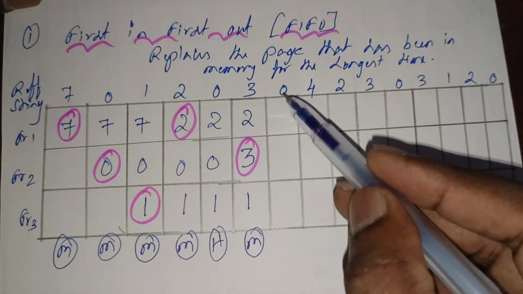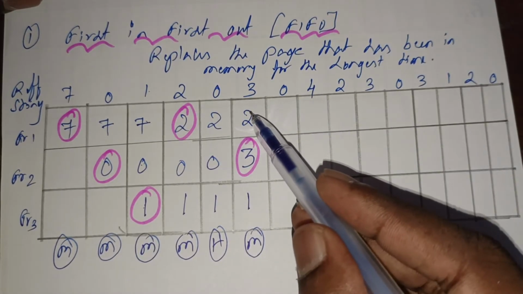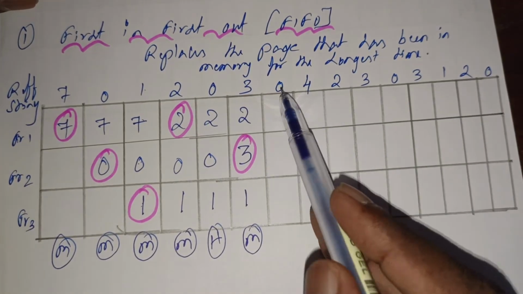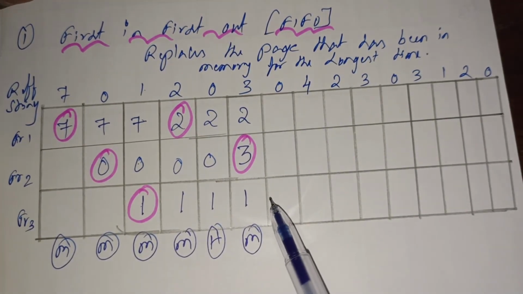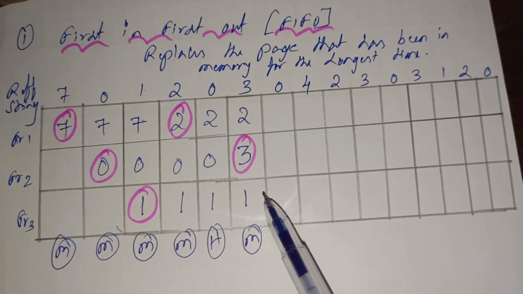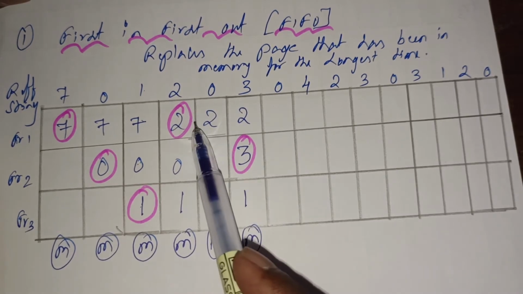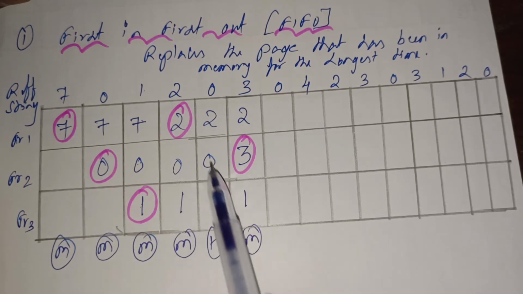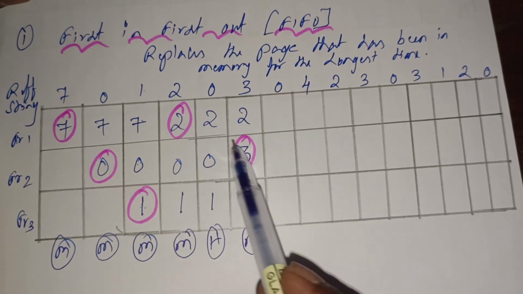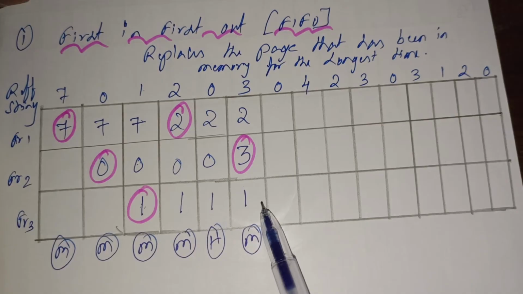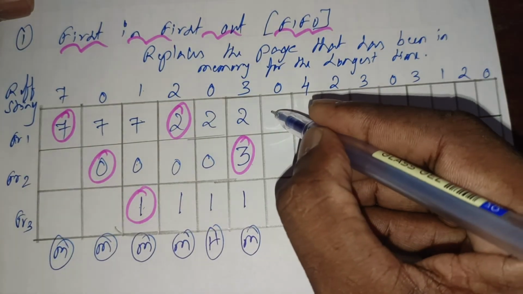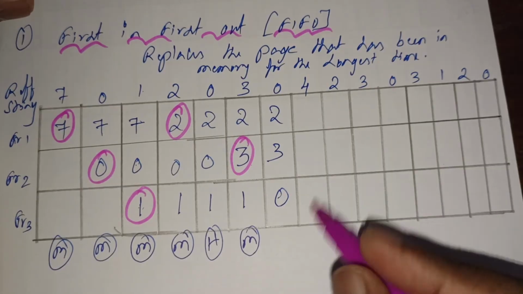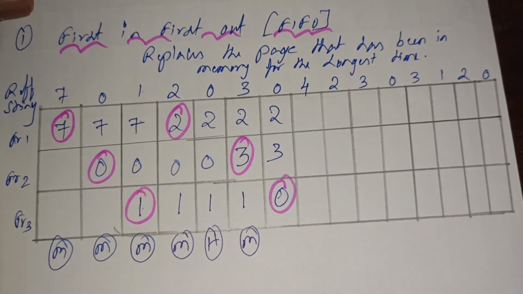Next, 0 is called here. There is no 0 available, so it is a miss. This request has been called, but it is a miss here. Now which frame has to be replaced? 3 has just arrived. 2 has been there 3 times, and 1 has been there 4 times. You can check which particular frame can be replaced. 1 is staying here for the longest period of time. So we get 2, 3, 0. I hope you understand.